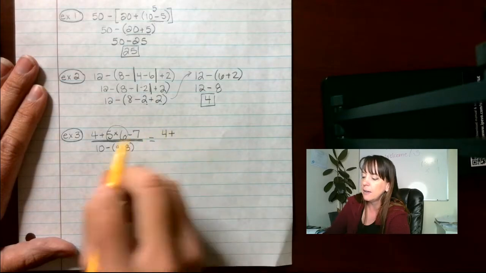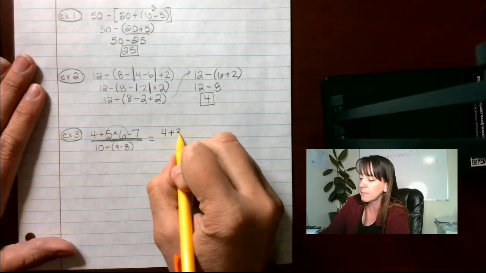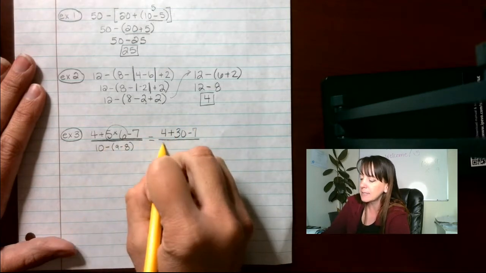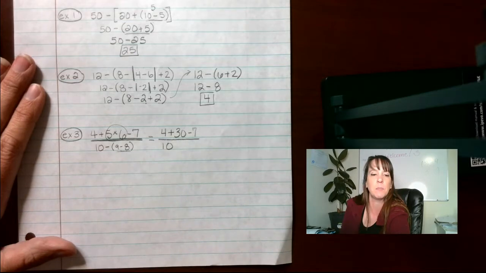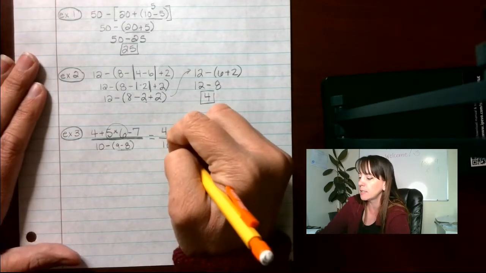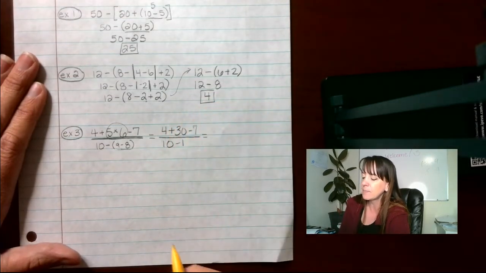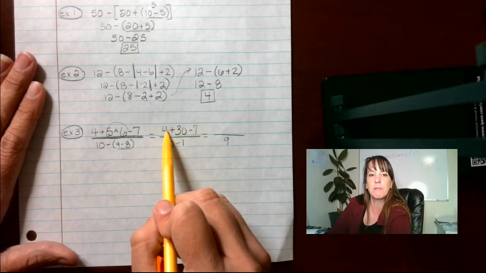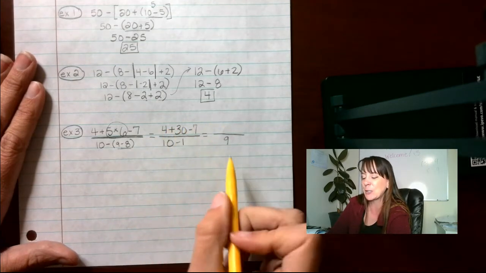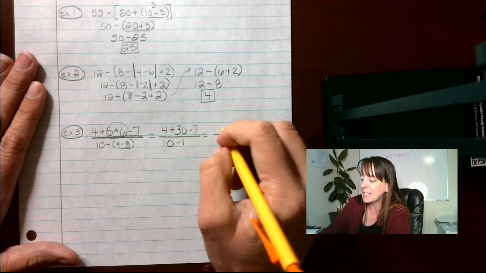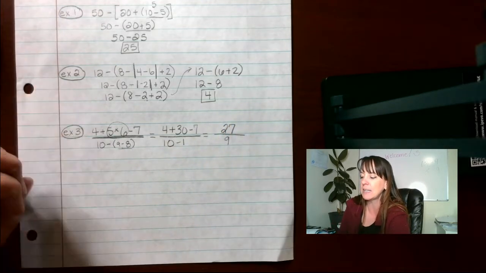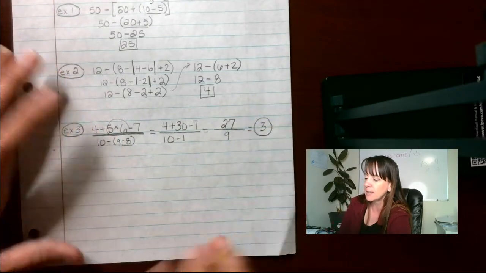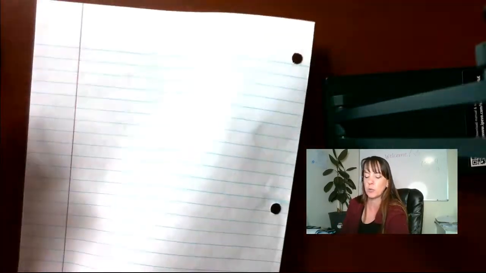4 plus 5 times 6 gives me 30 minus 7 divided by 10 minus, and now I'm going to do the parentheses on the bottom because I want to do that first. So 10 minus 1. That gives me, now I know I'm going to have 9 on the bottom, so I'm just going to do that right off the bat. And then 4 plus 30 is 34, minus 7 is 27. 27 divided by 9, that gives me 3. So my answer for that example would be 3.